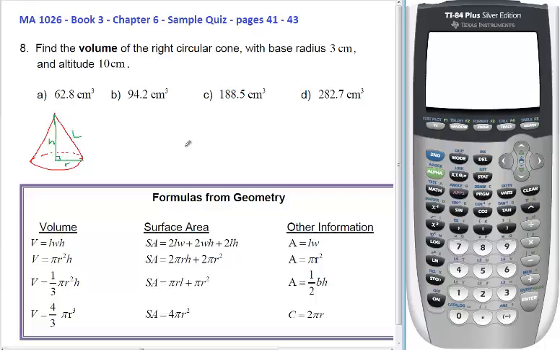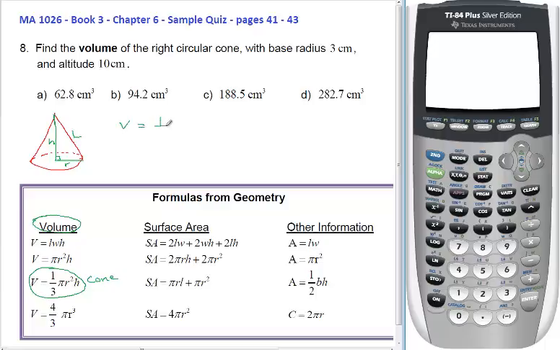Okay, now we're asked to find a volume of a cone. You have to recognize your formulas. I have the list of formulas down there on the bottom of your screen that you will be given on any test or exam. So you need to know which one is the volume of a cone. Obviously this is the volume list. Which one is a cone? The first one is a rectangular prism. Second one is a cylinder, and 1/3 the volume of a cylinder is a cone. So this is the volume of a right circular cone.